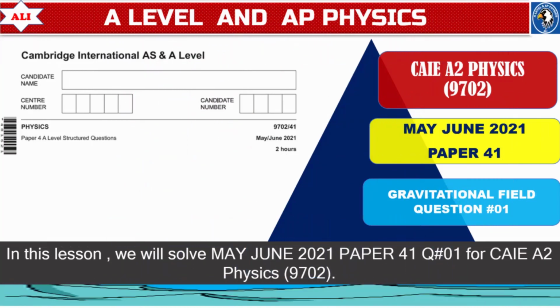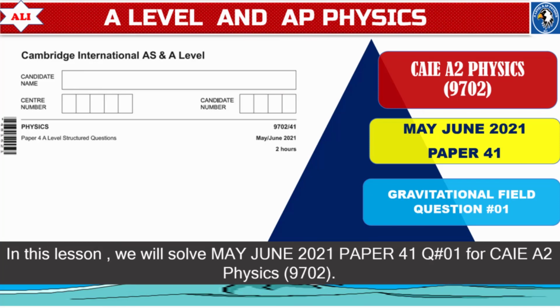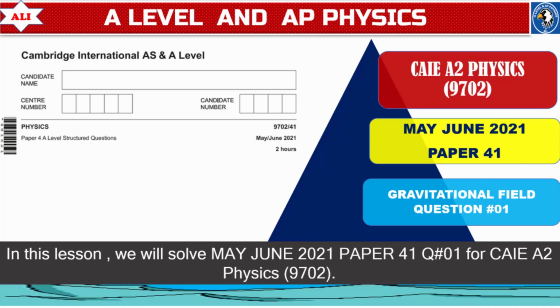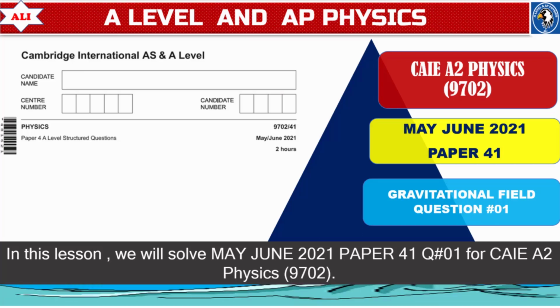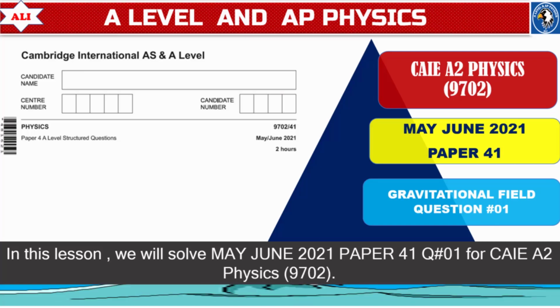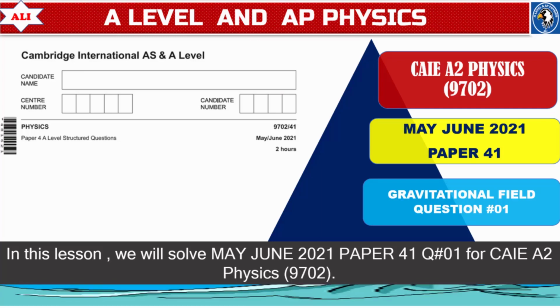In today's lesson, we will discuss one very important and typical type of question on gravitational field from May-June 2021 paper 41. This question is very important because you will see the same type of questions in many past papers.